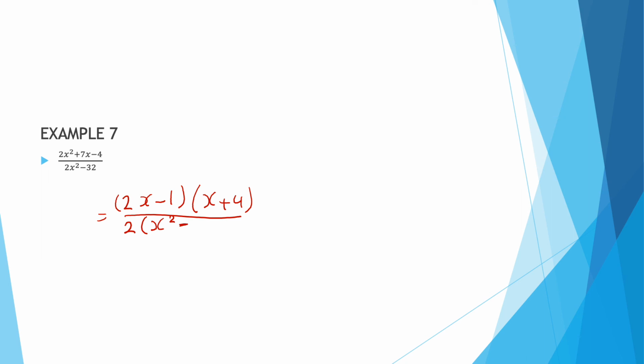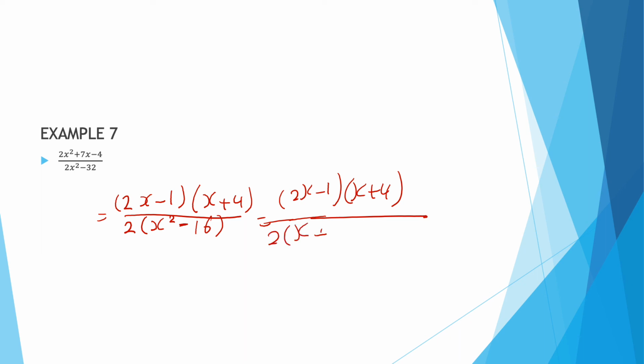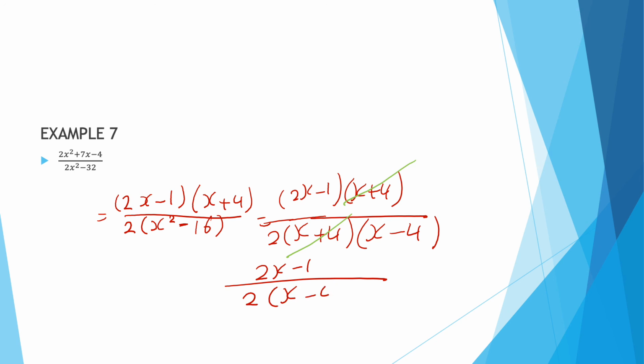minus 16, I think. Yep. Okay, 16. Sorry. And then you can factorize this further because it's a difference of two squares. Again, I'm not repeating how I'm doing that. And now you can see that two factors are similar. So the final answer is 2x minus 1 over 2x minus 4. Right.